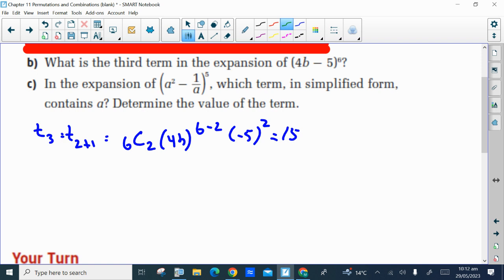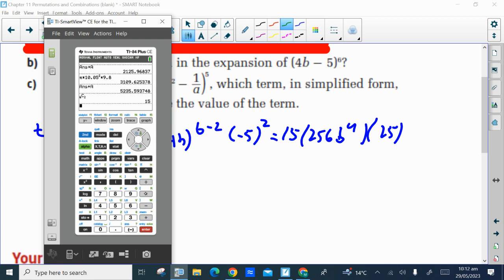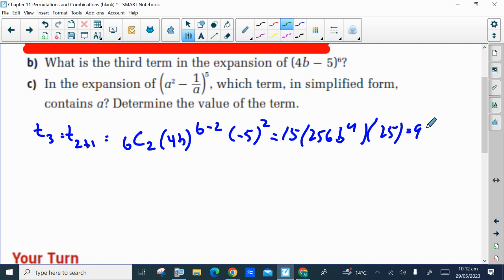4b is raised to the power 4. 4 to the 4 is 256, b to the fourth, times negative 5 all squared, which is 25. So our final coefficient we found by multiplying 15 by 256 and 25, which is 96,000 b to the fourth. There is the third term in that expansion.